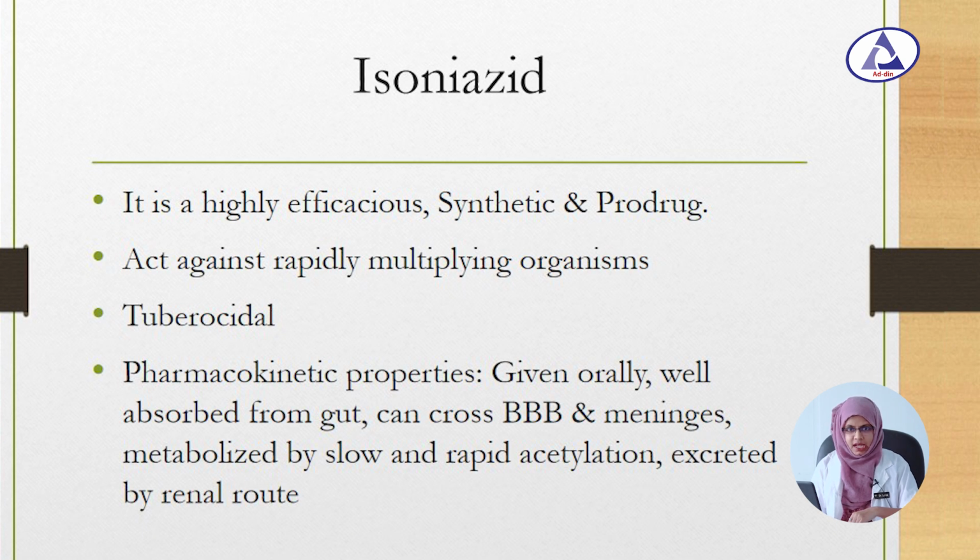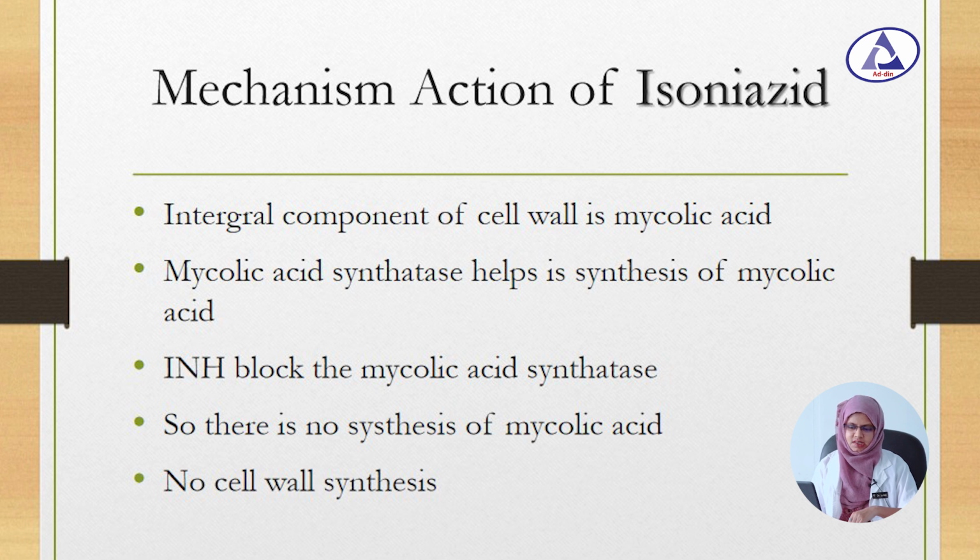Isoniazid: it is a highly efficacious synthetic prodrug, acting against rapidly multiplying organisms. Pharmacokinetic properties: given orally, well absorbed from the gut, can cross the blood-brain barrier, metabolized by slow and rapid acetylation, excreted by the renal route. Mechanism of action of isoniazid: an integral component of the cell wall is mycolic acid. Isoniazid blocks mycolic acid synthesis, so no cell wall synthesis.